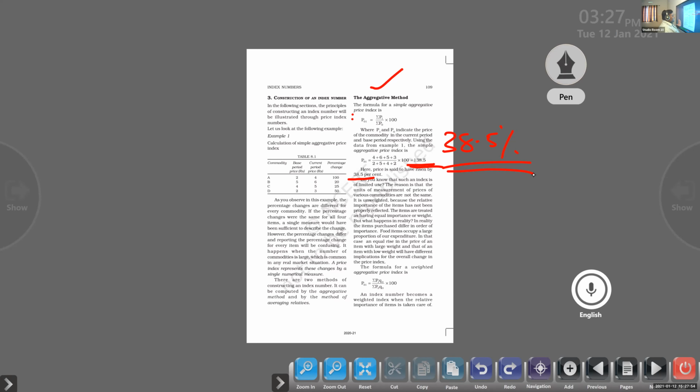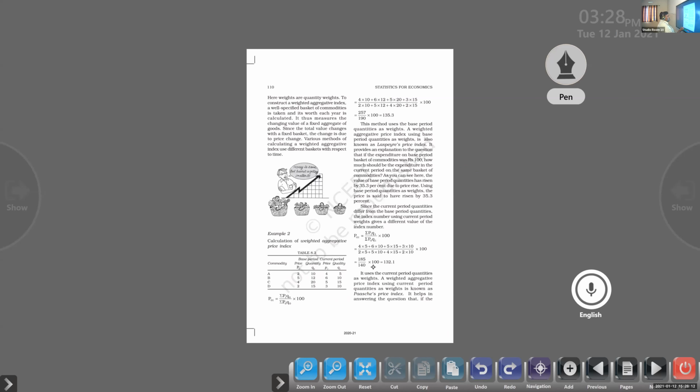So we use another method, the weighted aggregative price index. For that, the equation is P01 is equal to sigma P1 Q0 divided by sigma P0 Q0 multiplied by 100. Another equation that we also completed here. In this method we got the answer 135.3, related with the different goods and the quantity of the goods in different time periods. When the price increases, the quantity of the goods in the basket will decrease, or the size of the basket will decrease. We know that, so we calculated it.